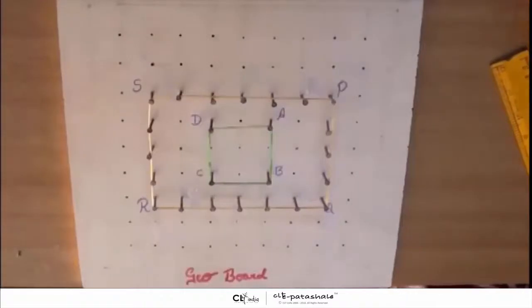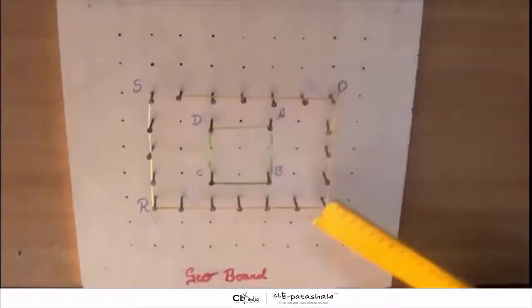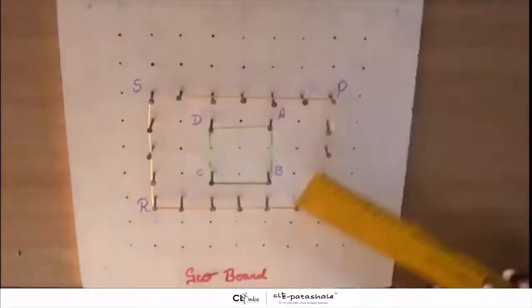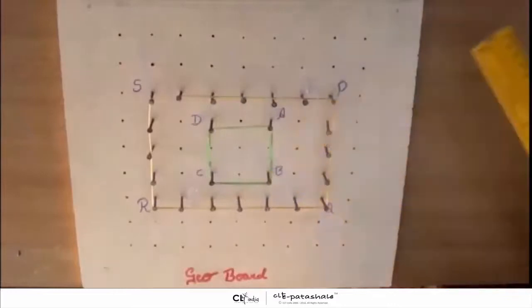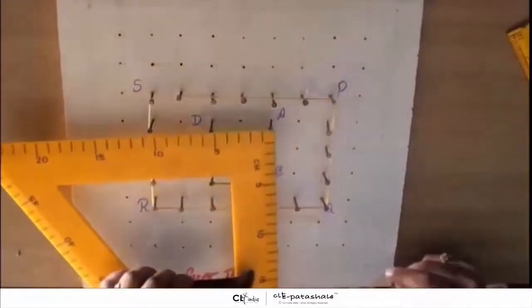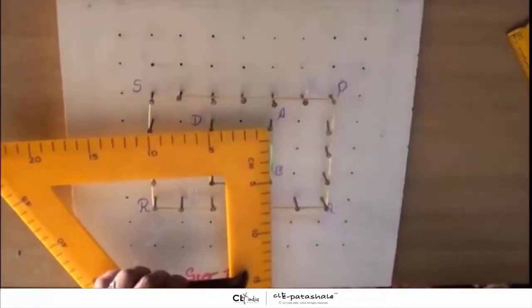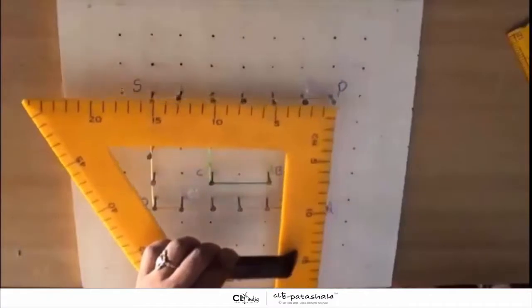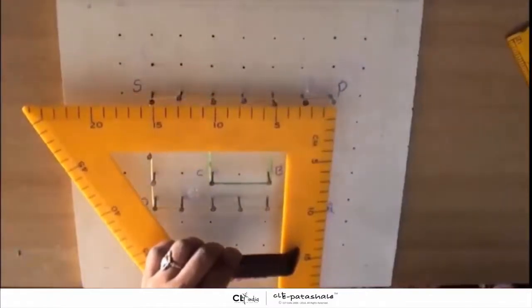Now consider this square and a rectangle. So first of all, we are going to measure the corresponding angles. That's angle A, angle B. So let's measure angle A with the help of a set square, and as you can see, angle A measures 90 degree. Now we'll measure angle B, which is also equal to 90 degrees.